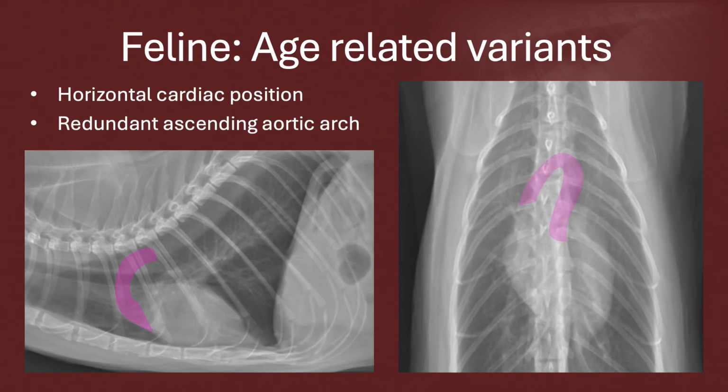Some age-associated variants of the feline cardiac silhouette include a more horizontal position of the feline cardiac silhouette in geriatric patients, as noted in the left image. Additionally, a redundant, elongated ascending aortic arch with extension away from the cardiac silhouette may cause the ascending aorta to have a more tortuous, displaced position, as denoted by the pink shaded region.